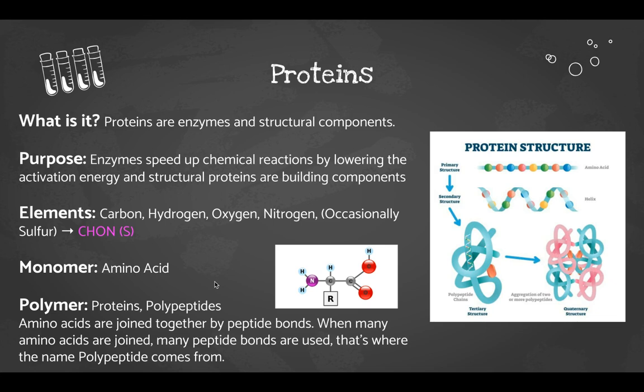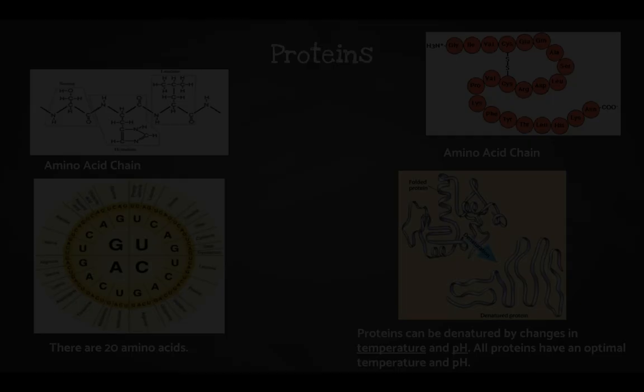Okay, amino acids are stuck together like this, like beads on a string. They're stuck together by these little bonds in between them. Those little bonds that bring them together are called peptide bonds. And a protein is also called a polypeptide because it has many peptide bonds holding all those little amino acids together. So when many amino acids are joined together, there's a lot of peptide bonds. That's where polypeptide comes from. So protein and polypeptide mean exactly the same thing.